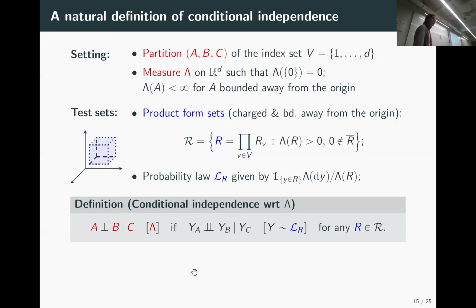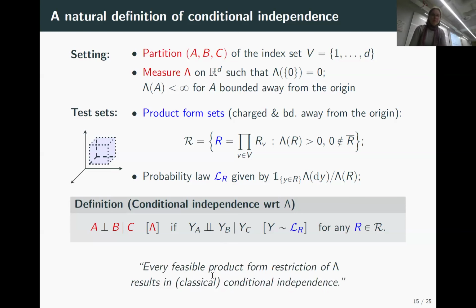It turns out that this seems a very natural way to do that, and it leads to some powerful concepts actually. So every feasible product form restriction of lambda results in classical conditional independence. This is our requirement. Okay, so this is a definition.